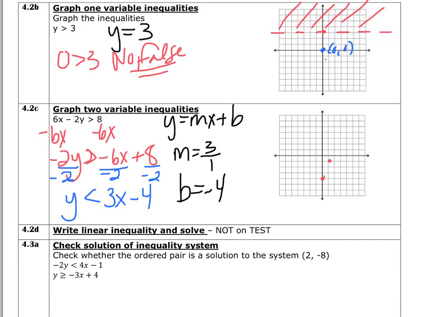Now before I connect the dots, I look back at this and notice there's no equals to. This here is another dotted line. So you have to do the dotted line.